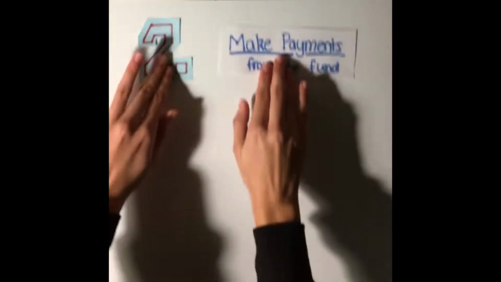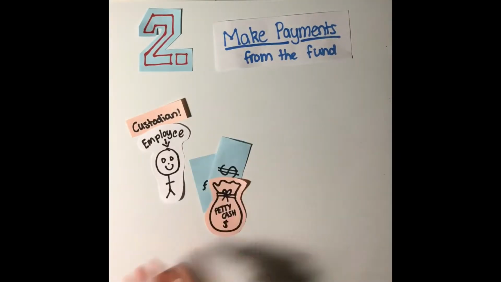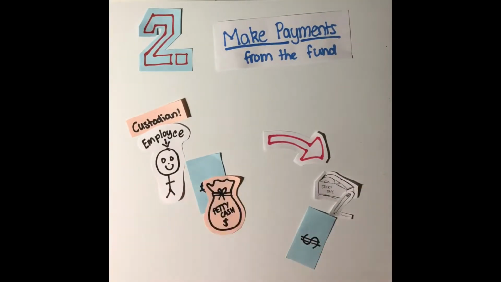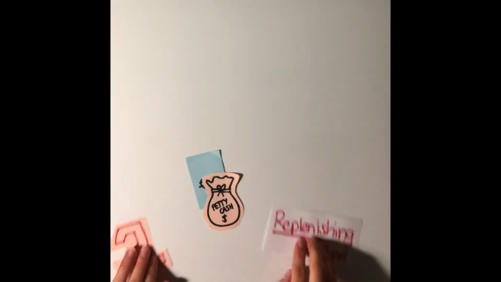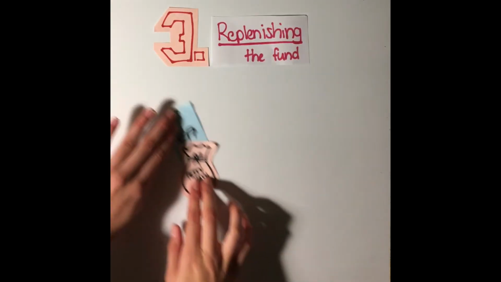This brings us to step 2, making payments from the fund. The custodian now uses the fund to pay for qualifying expenditures. It is important that all receipts are kept as proof of purchase. However, no journal entries are made yet. This is completed in step 3, replenishing the fund.